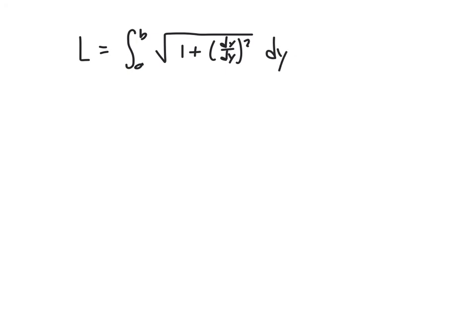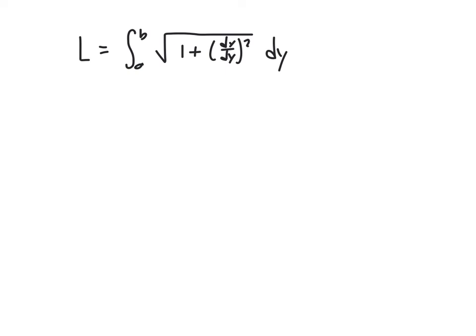So the way we do this is we use our arc length formula, which takes some form like L equals the definite integral from a to b of the square root of 1 plus, in our case, we're going to do dx over dy quantity squared, and then dy. Notice that x and y have just changed roles here. But this is our goal. Our goal is to compute this integral.